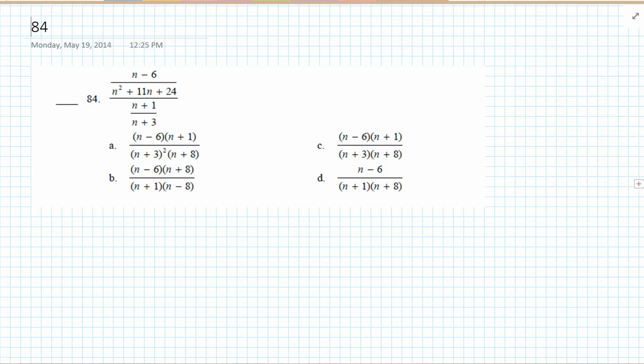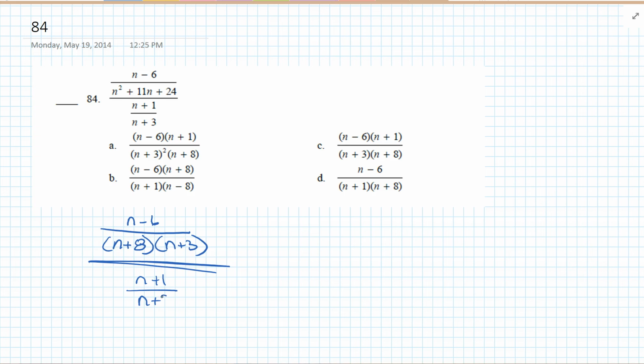Okay, number 84. (n - 6)/(n² + 11n + 24) over (n + 1)/(n + 3). So the first thing we're going to do is rewrite this. n minus 6 over n squared plus 11n plus 24. Two numbers give me a product of 24 and a sum of 11. All positive. So that could be 8 and 3. So we're going to put (n + 8)(n + 3), all that over (n + 1)/(n + 3).